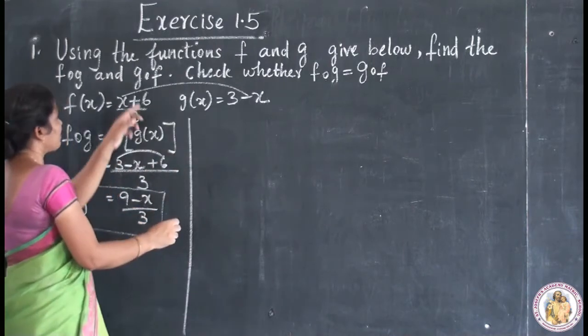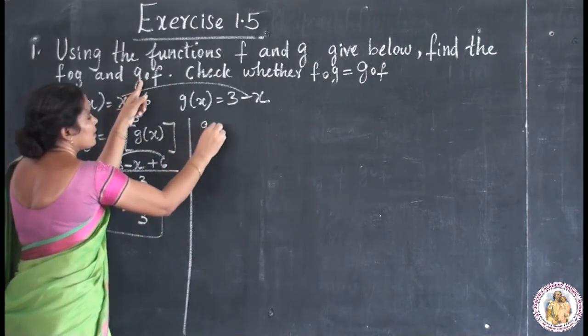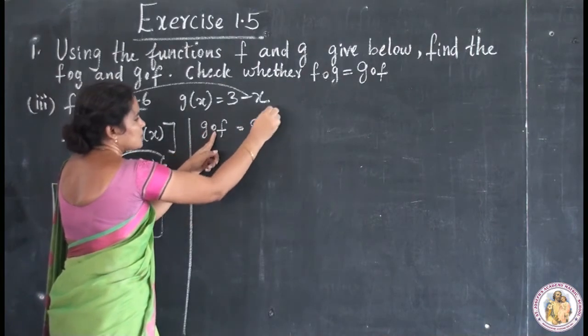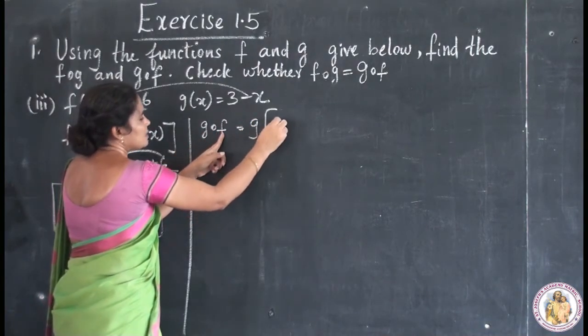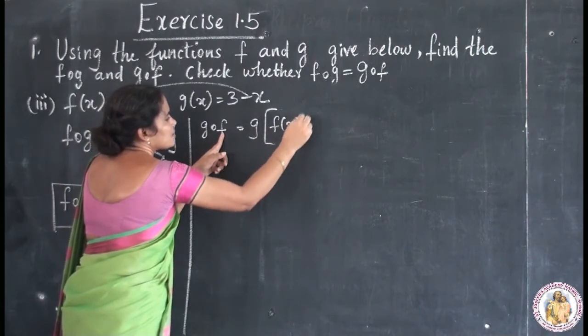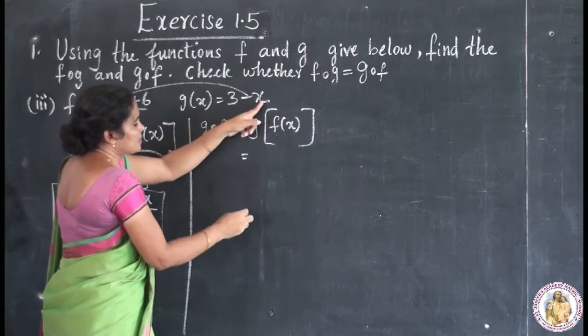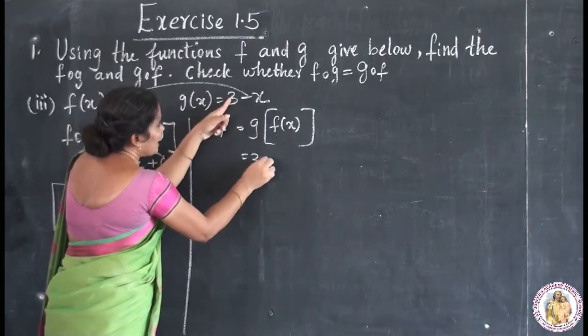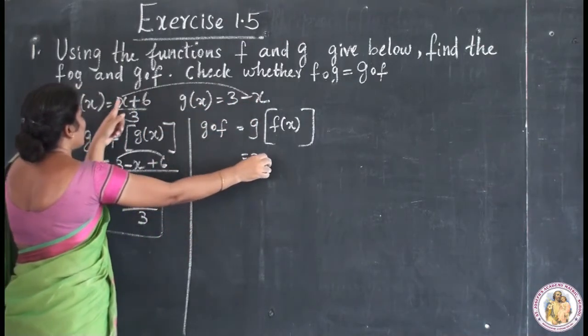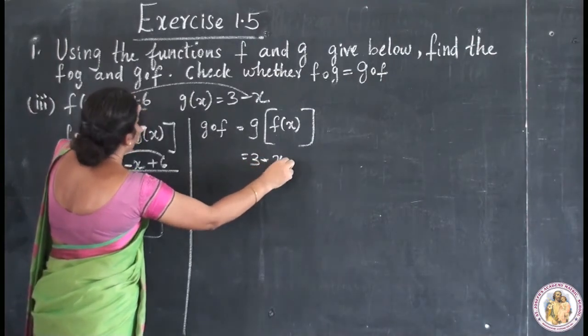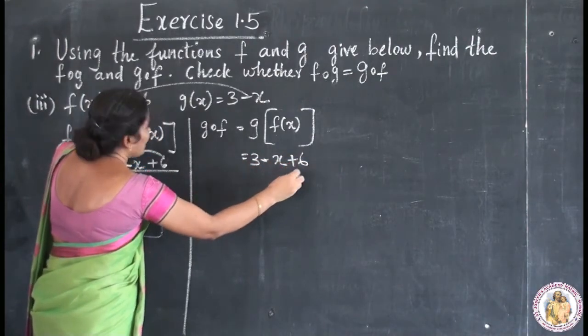And let us find g of f. Write g of, that is bracket, f, that is f of x. G, what is g? 3 minus x. In the place of x, write x plus 6 by 3.